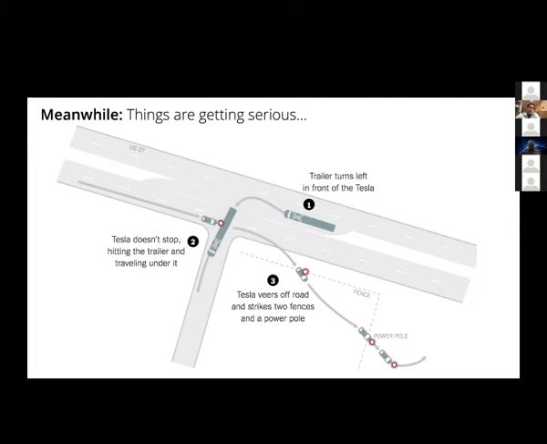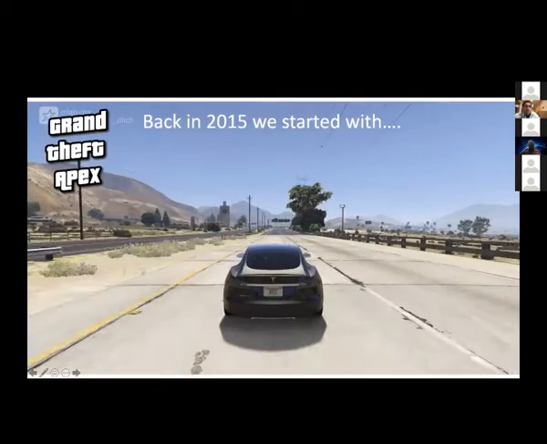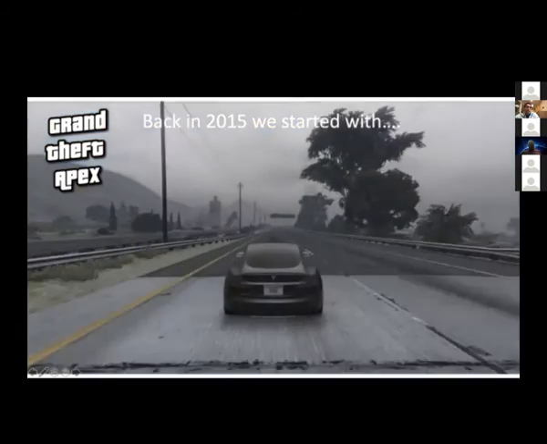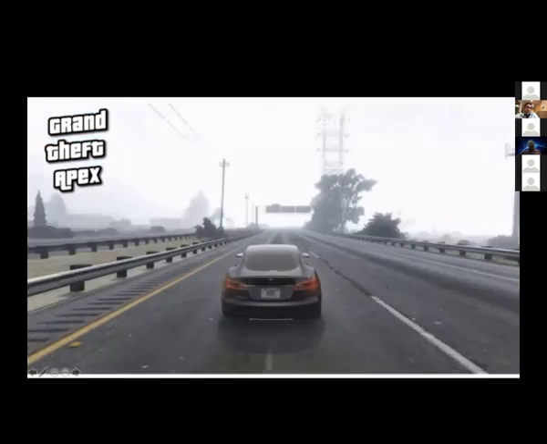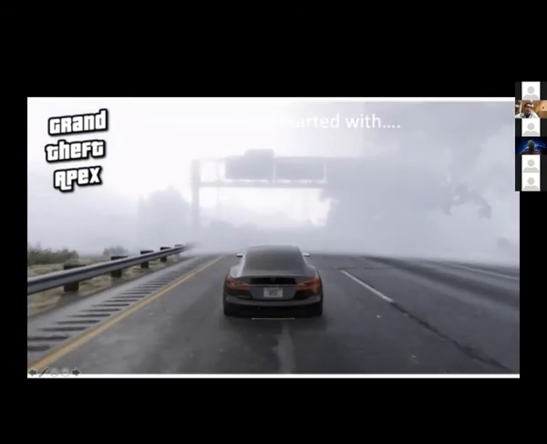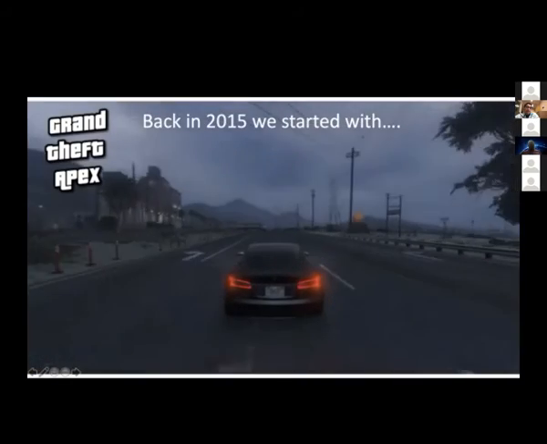But then in autopilot, it continued to drive off the road. It broke through a fence, hit a power pole, and fell into a ditch. So then we said, okay, how can we learn from this? We don't want to just recreate that, but we want to change the weather, we want to change the driving conditions, the environment conditions as it's driving through.